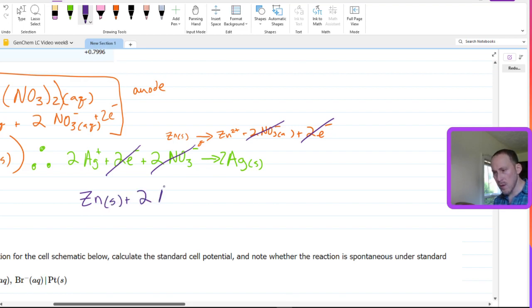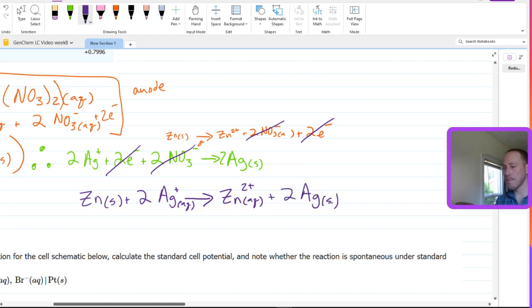and 2 silvers, and those come together, resulting in zinc ions and 2 solid silvers. There we go. And the whole thing was 2 electrons.